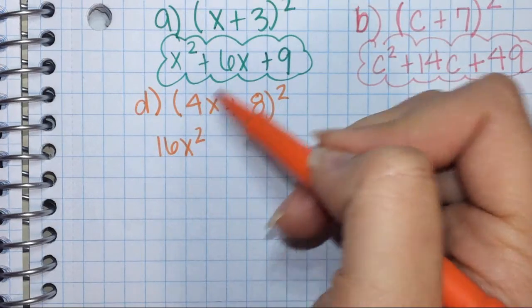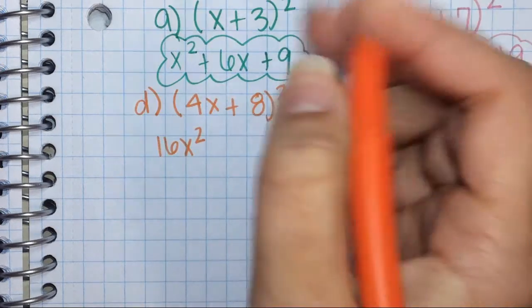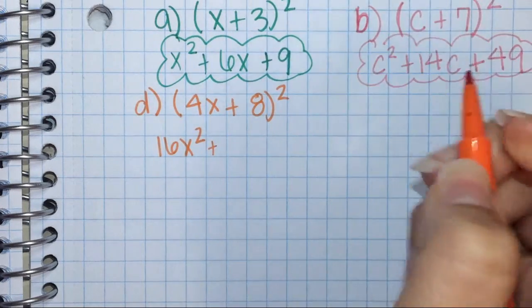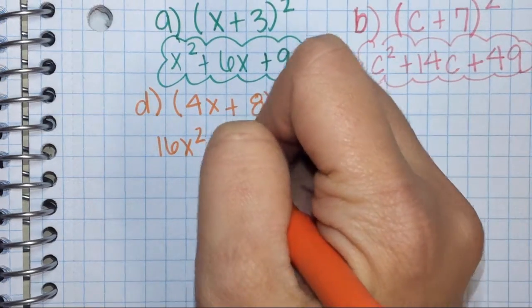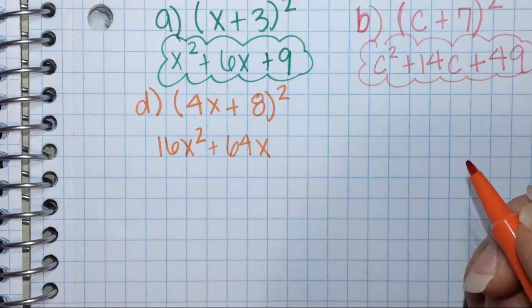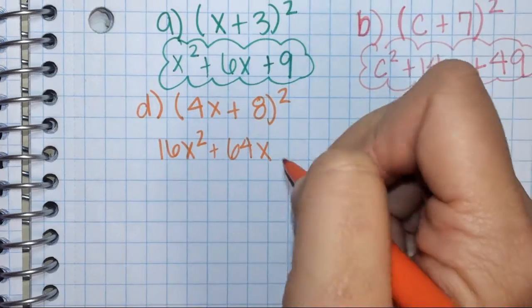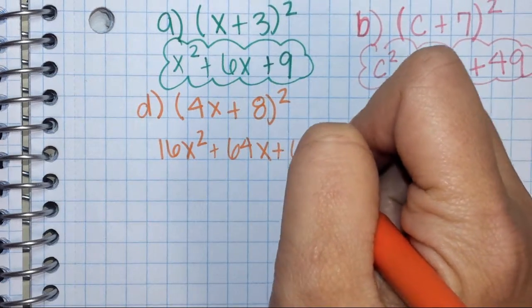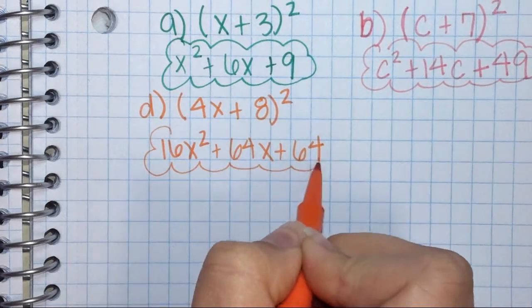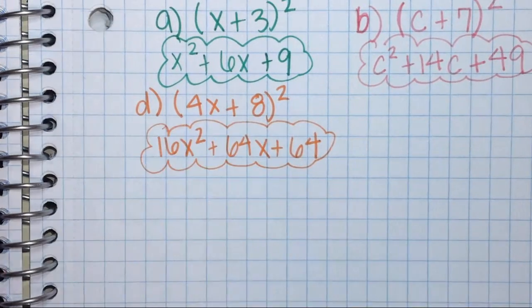Alright, then you do 4x times 8. What's 4x times 8? 32. And what's 32 times 2? 64x. And what's the last step? 8 times 8, which is... 58. No, 54. 56.